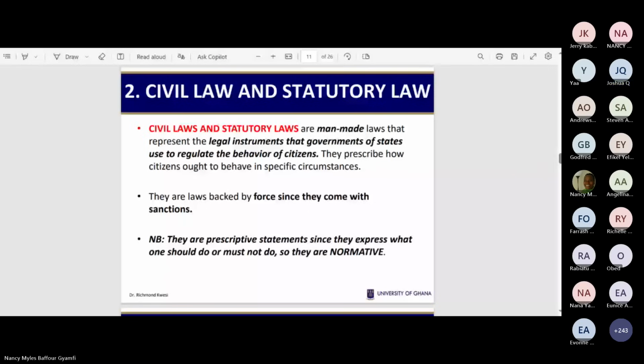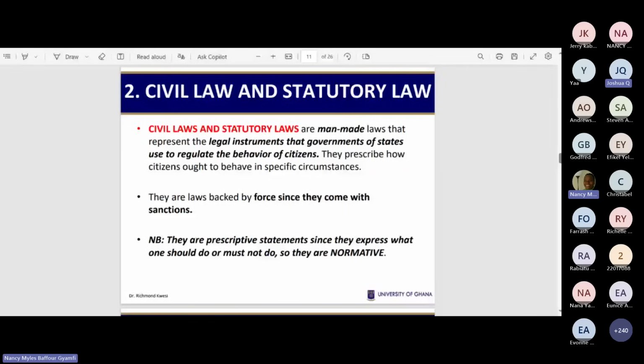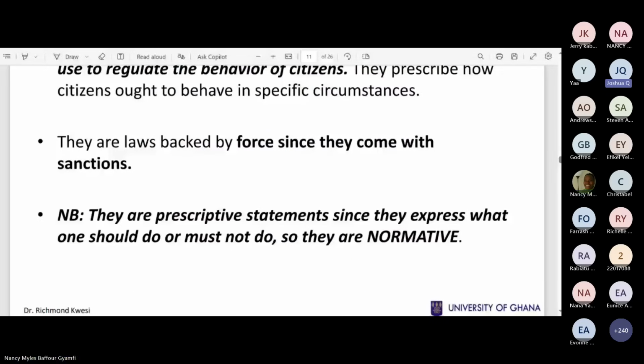Note, they are prescriptive statements since they express what one should do or must do, so they are normative. They prescribe. These laws are not describing what is there. They prescribe what ought to be there.